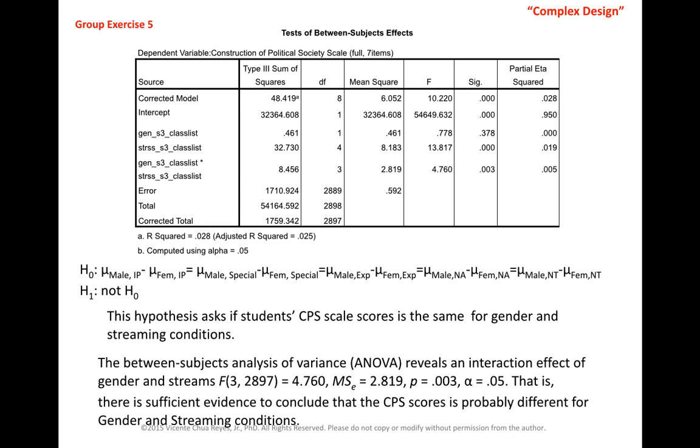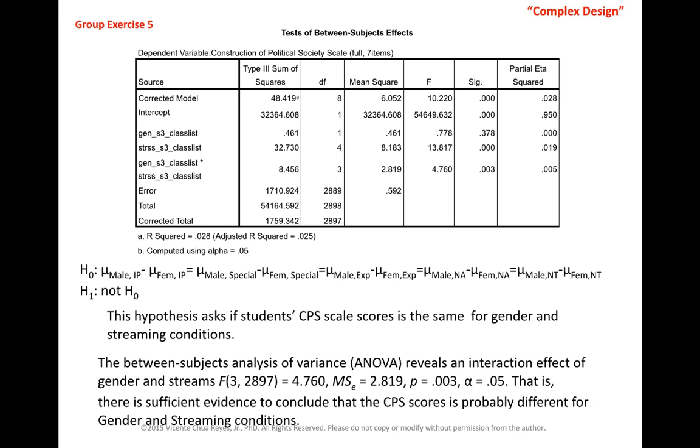That particular row reveals to us that the F value is 4.760. The degrees of freedom is 3. Total number of respondents is 2897. Mean square error is 2.819. It is statistically significant. That is, there is sufficient evidence to conclude that the CPS scores are probably different for gender and streaming conditions, right? So here we see that there is an interaction effect.